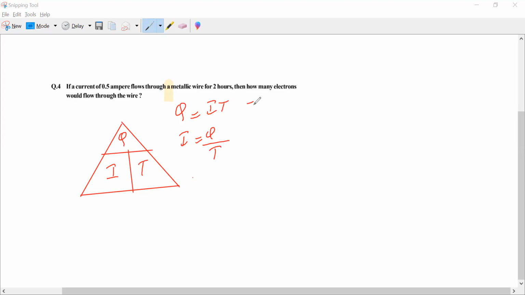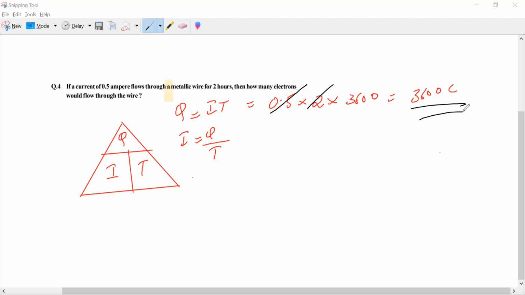But here everything is given. Current is 0.5, time is 2 hours. 2 hours means 2 into 60 into 60, 3600. Correct? So what is the answer of this? This 3600 itself, because 2 and 0.5 will get cancelled. 0.5 is 1 by 2. That's it. So that will get cancelled. So the answer is 3600 coulomb. Charge should be in coulombs.